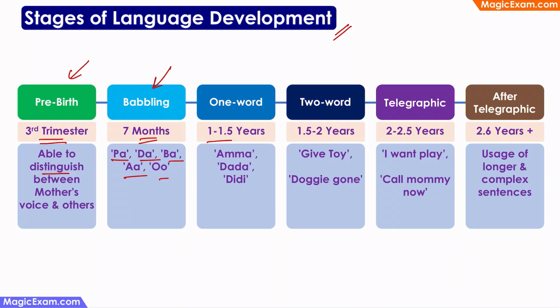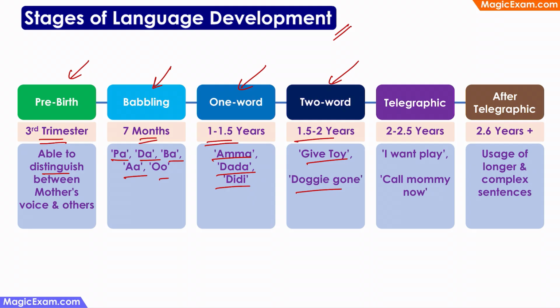And between the ages of 1 to 1.5 years, they start using one words. That is, amma, dada, didi. And between 1.5 to 2 years, they start using two words, such as give toy or doggy gone.